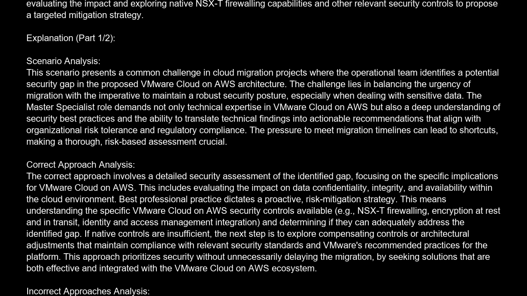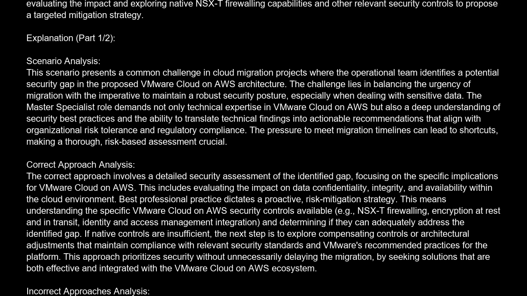Best professional practice dictates a proactive risk mitigation strategy. This means understanding the specific VMware Cloud on AWS security controls available, e.g., NSX-T firewalling, encryption at rest and in transit, identity and access management integration, and determining if they can adequately address the identified gap. If native controls are insufficient, the next step is to explore compensating controls or architectural adjustments that maintain compliance with relevant security standards and VMware's recommended practices for the platform.